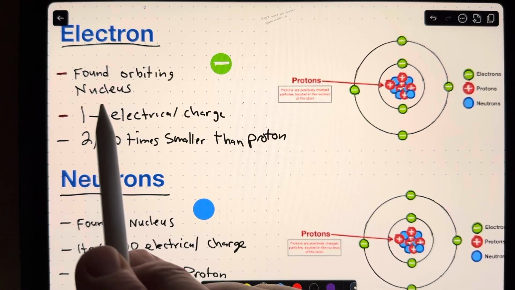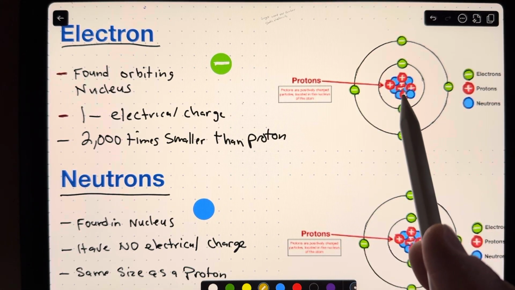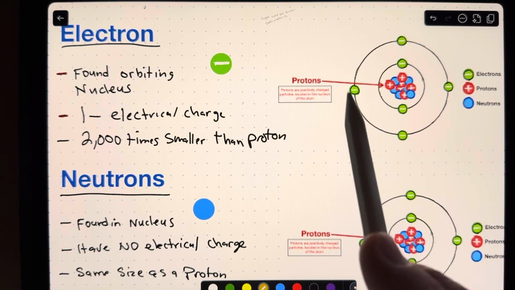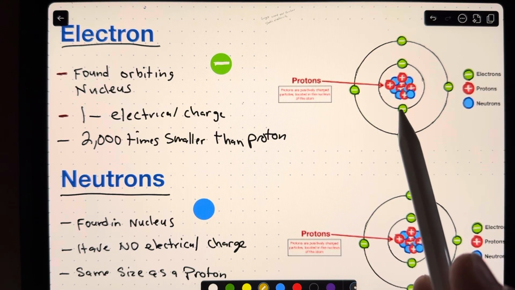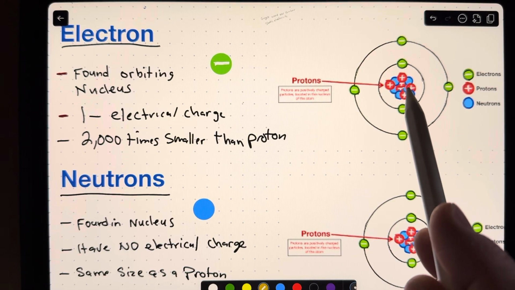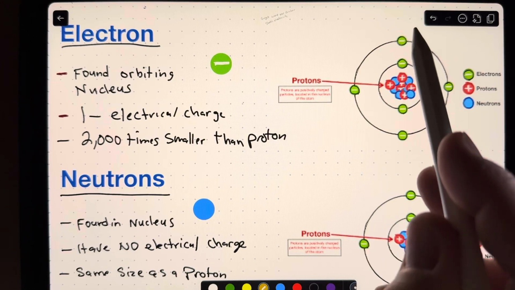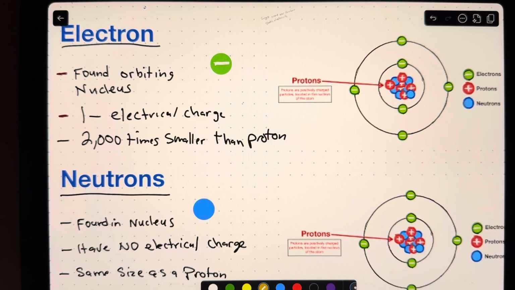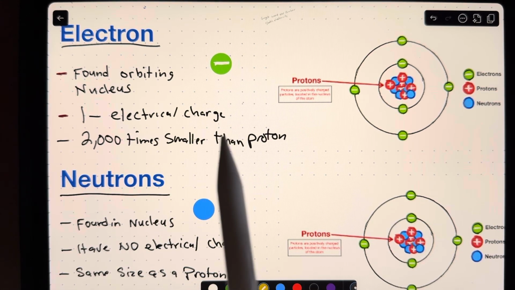And so you'll notice that it's found orbiting the nucleus. So here it is going around these dots, this cluster in the nucleus, and that's all they do. They stay out. They move really, really fast. Now, if they were to stop moving, they would crash in and the universe would end, but they move so fast around that they can never actually touch, even though they're attracted here. Because negative is always attracted to positive, but they move so fast that they can never actually touch, okay? So it has 1 electrical charge, very important.